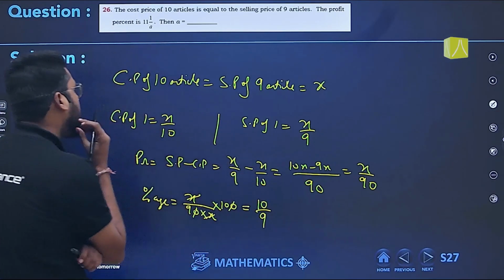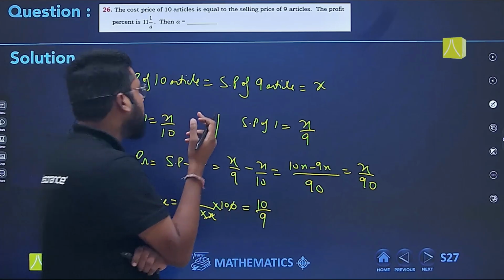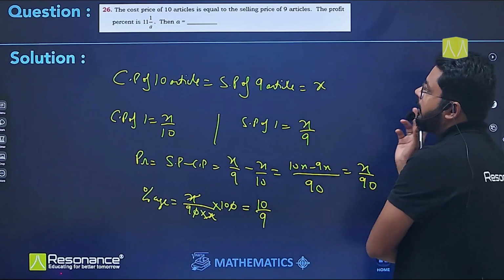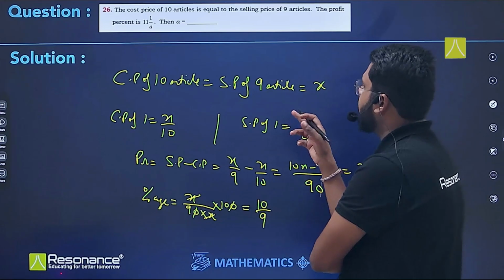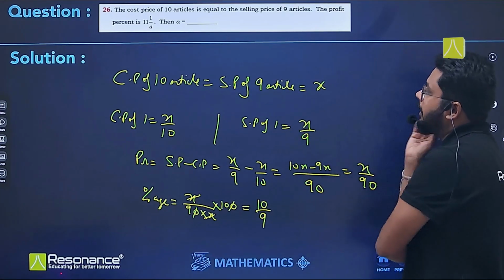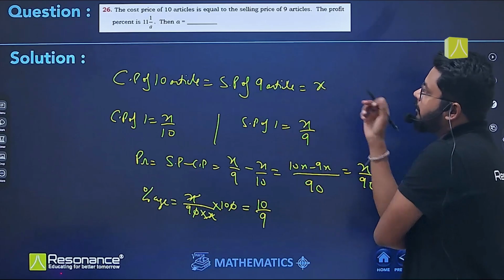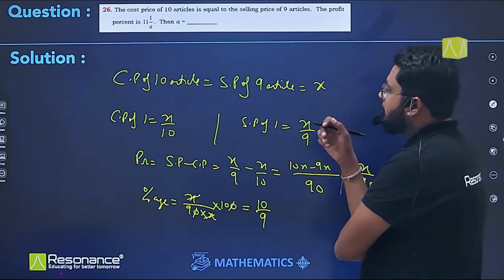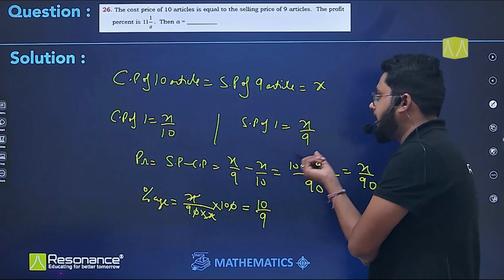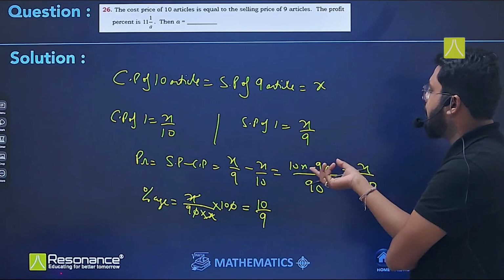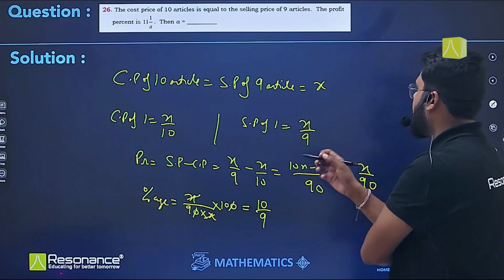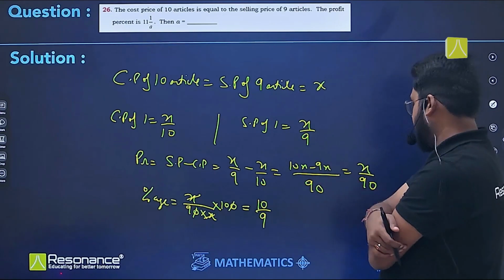I'll repeat it. Cost price of 10 articles is equal to selling price of 9 articles. That will be X. So cost price of one article will be X by 10 only, and selling price of one article will be X by 9 only. For 9 it's X, for 1 it is X by 9. So profit will be selling price minus cost price. LCM will be 10 into 9, 90. So 10X minus 9X, so X by 90 is our profit.